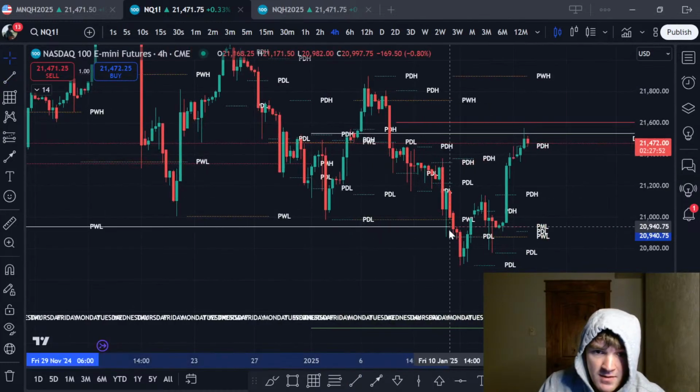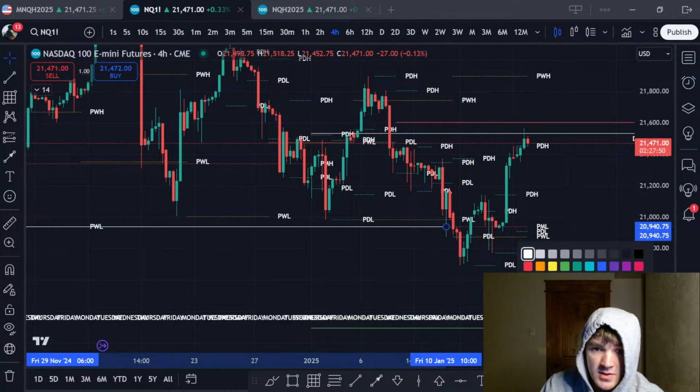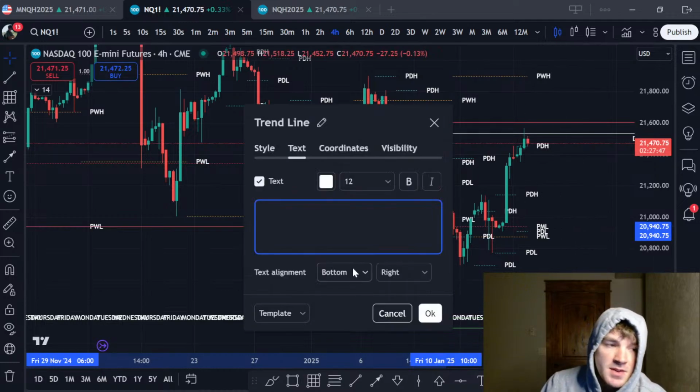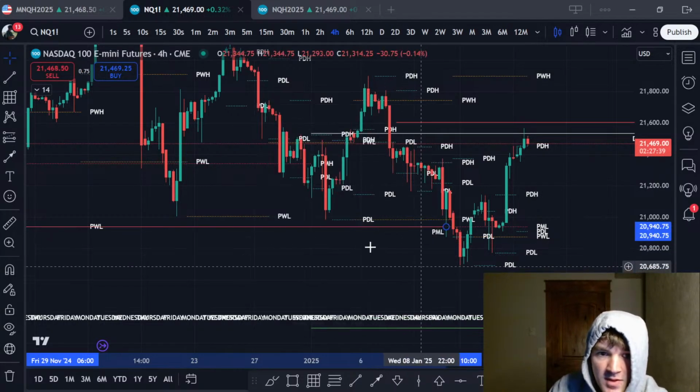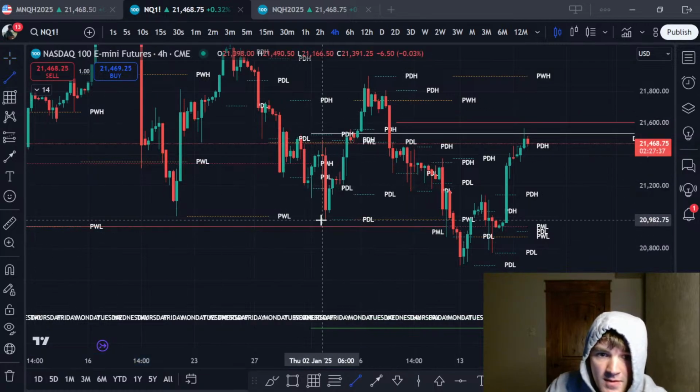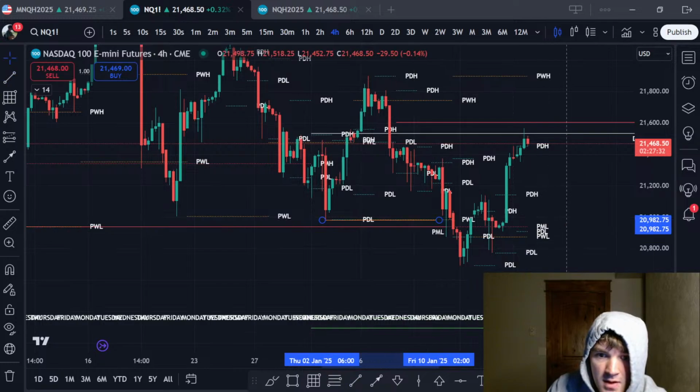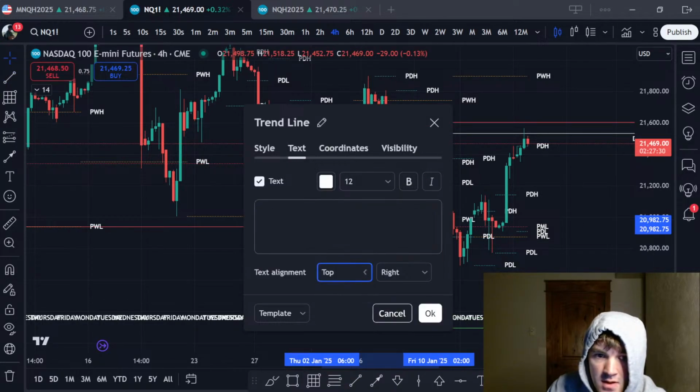Typically, when you have a significant draw on liquidity taken out, you can frame a buy model or a sell model off of that higher low. So there's previous month's low. We also had previous week's low here.